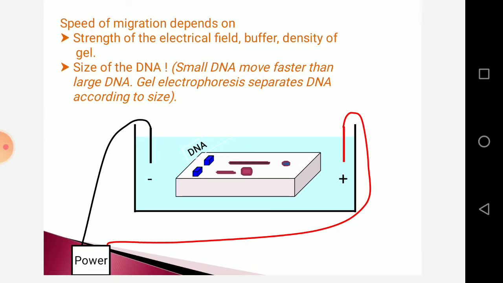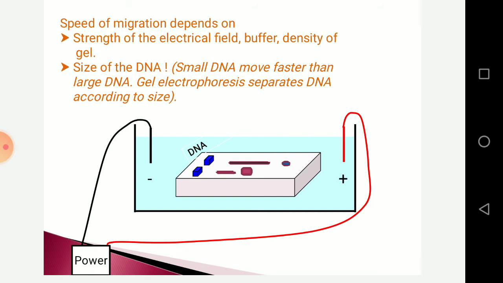Speed of migration depends on the strength of electrical field, buffer, and the density of the gel. So if the electrical field is high, the speed will be faster, and so on. Size of the DNA: small DNA moves faster than the larger DNA. Gel electrophoresis separates DNA according to the size.